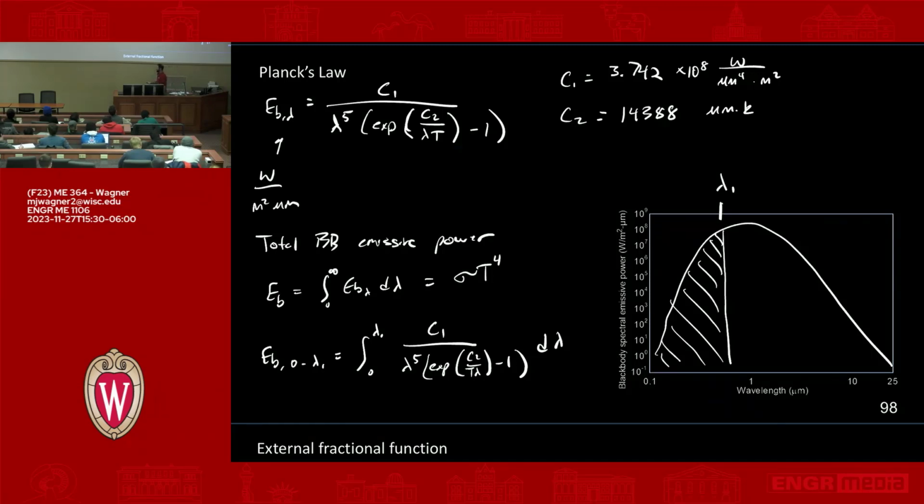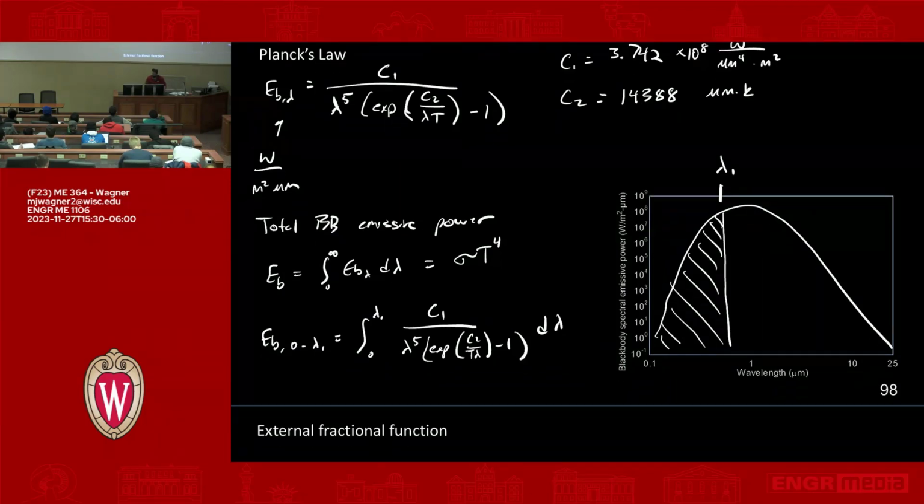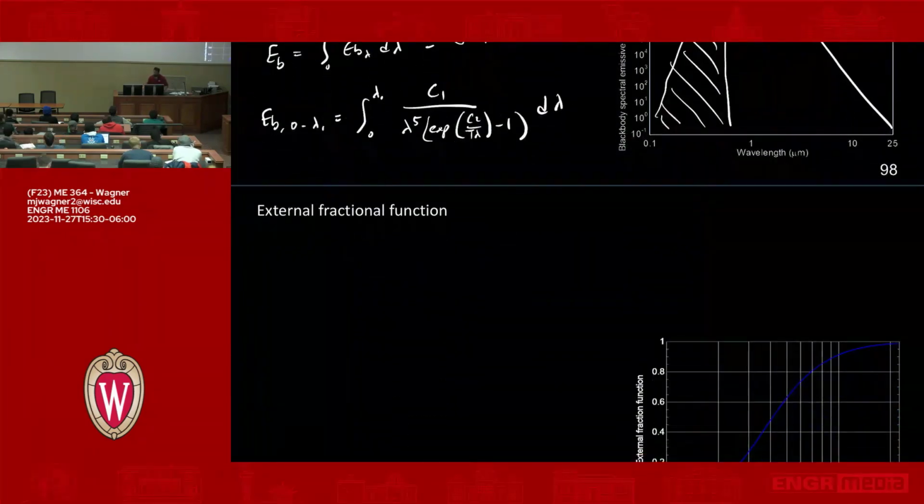I don't want to do that integral, you don't want to do that integral. So what we're going to do is use something called an external fractional function. It is a tabulated version of that integral. It's been done numerically, so you don't have to do it. It's programmed in EES, so you can just look at the EES function.